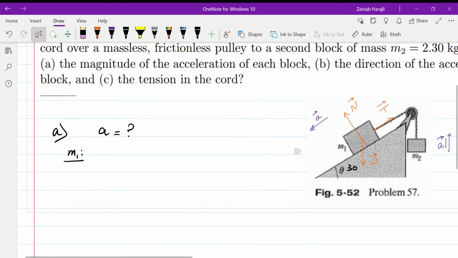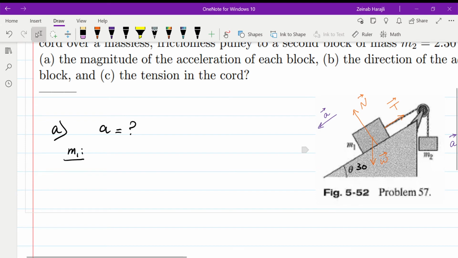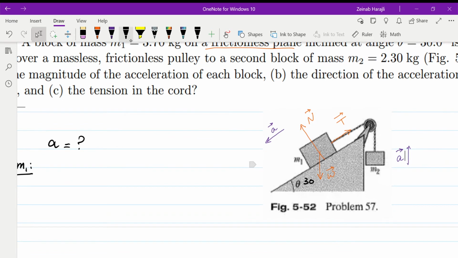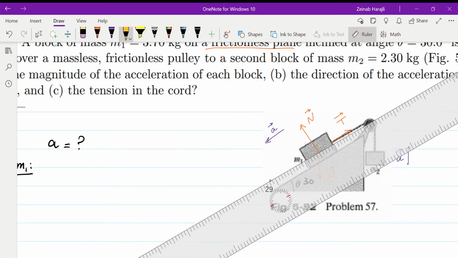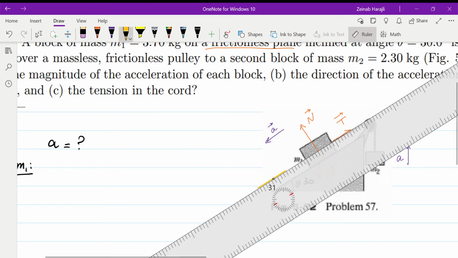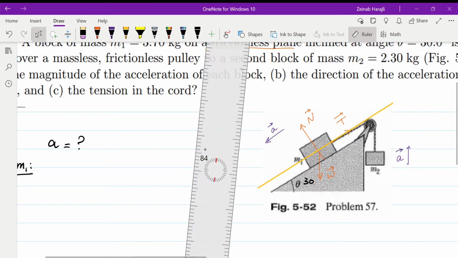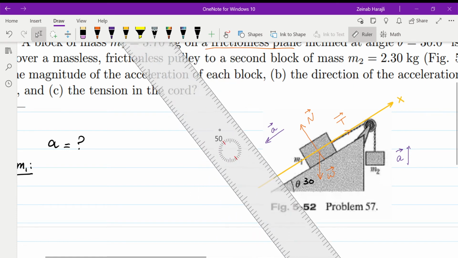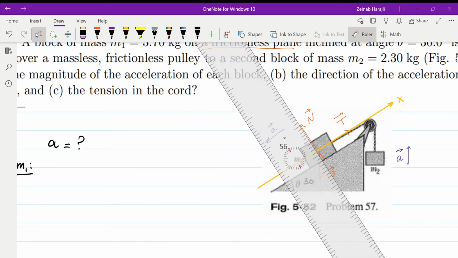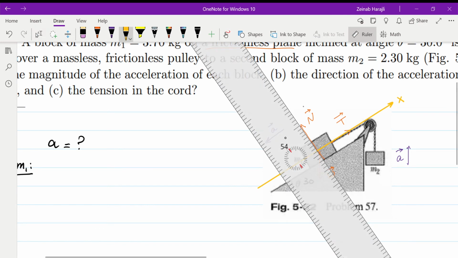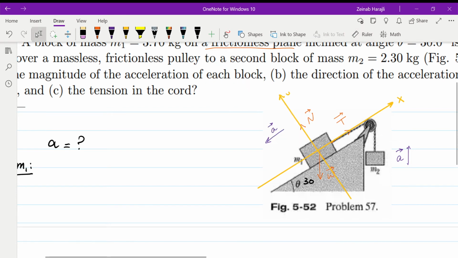So let's just apply Newton's laws. I'm going to apply Newton's law along the x-axis because we're interested in the acceleration. And I'm going to select my x-axis to be along the incline because this reduces the number of angles that I need to worry about. So this is my x-axis, and my y-axis will be along the normal because the y-axis should be perpendicular to the x-axis that I selected. So this is the y-axis.